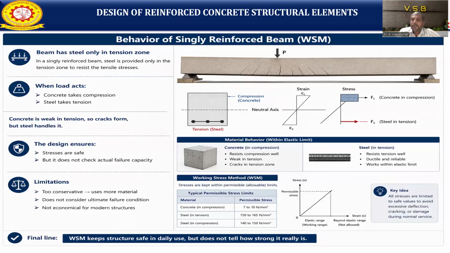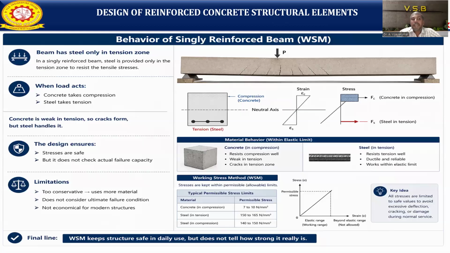What is the meaning? Above the neutral axis, concrete is there. This concrete will take the compression load. Below the neutral axis, even though the concrete will be there also, it won't take the load. Steel only is going to take it, that is, the tensile stresses alone.